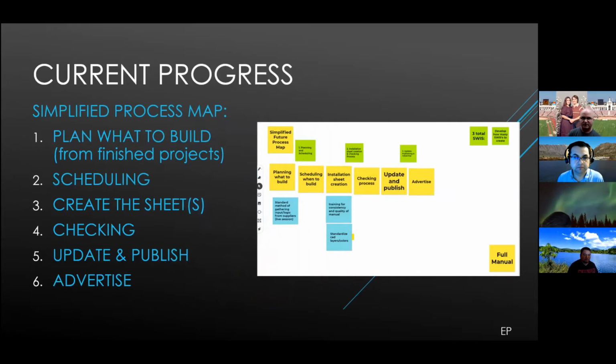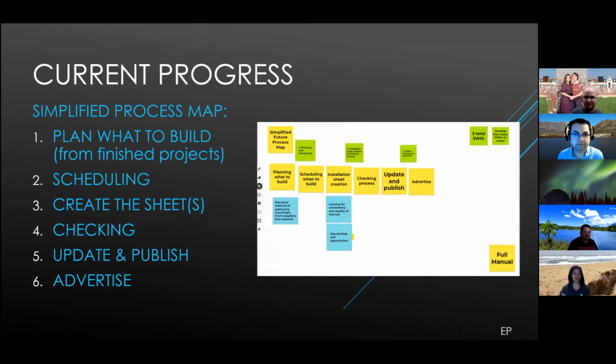So that got us to this more simplified map. You saw the initial one where we had so many items on there, and now, starting from a finished project, we came up with this simplified process map. So the first step is planning what to build, but again, starting from a finished project, then scheduling it, creating the actual sheets, checking it, updating and publishing, and then advertising the new sheets.